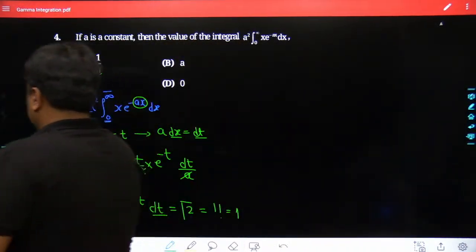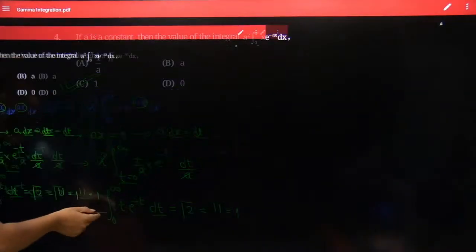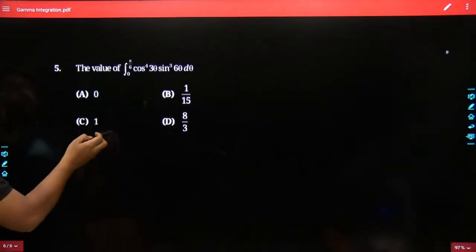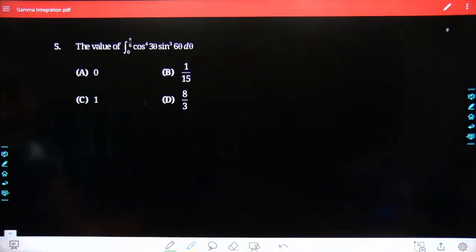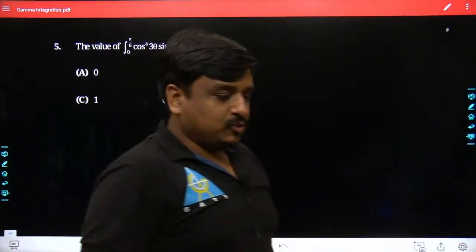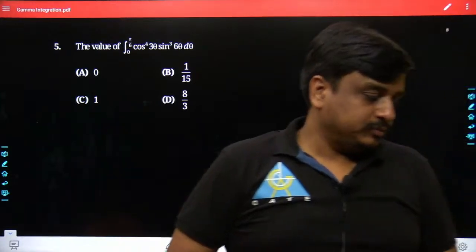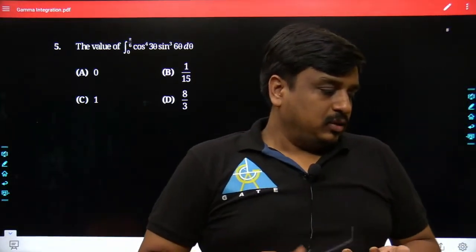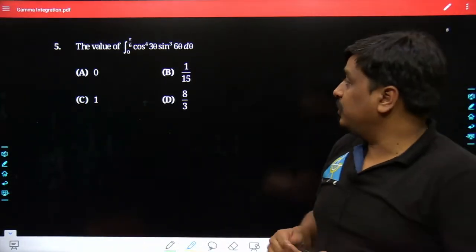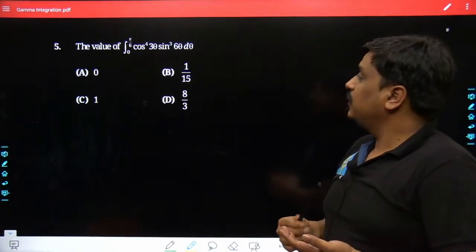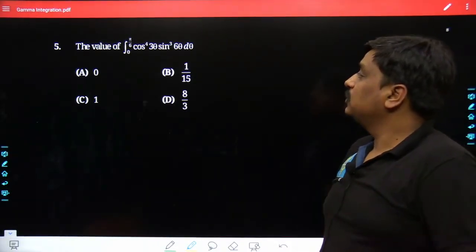In the same sequence, let me move forward. Here goes the next question. And this would be the last question of the day. Tell me what would be the best answer and how you can smash this problem out.